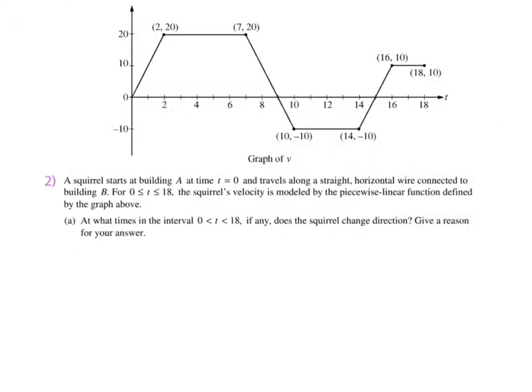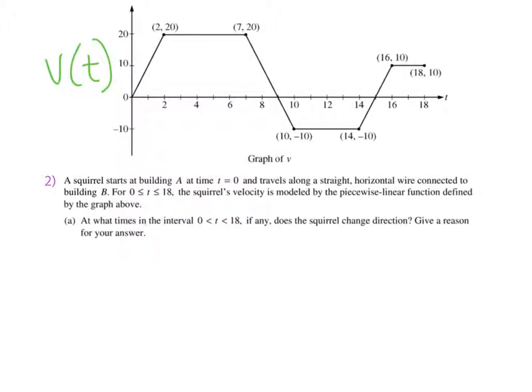Good job. Okay, so our second question says a squirrel starts from building A at time t equals 0 and travels along a straight horizontal wire connected to building B. From time 0 to 18, the squirrel's velocity is modeled by the piecewise linear function defined by the graph above. So again, this graph is velocity. At what times in the interval 0 to 18, if any, does the squirrel change direction? Give a reason for your answer.